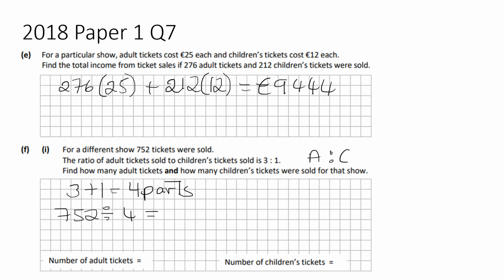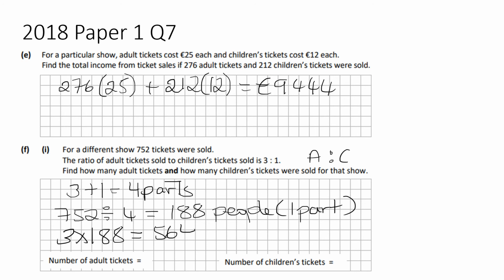Each part gives you 188 people. That is one part. So if they're asking you how many adults, you're going to do 3 times 188, which equals 564. So that's the amount of adults. And then to get the amount of children, that's just 1 times 188, which is 188. Just add them up to make sure that they add up to 752, and you'll know you're right.